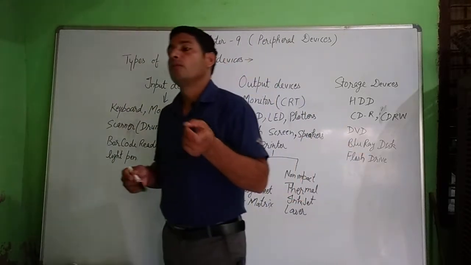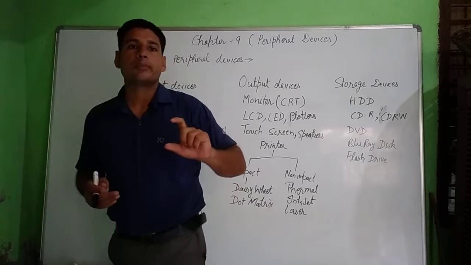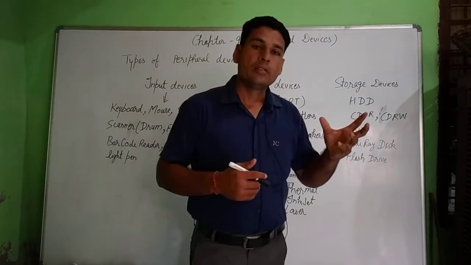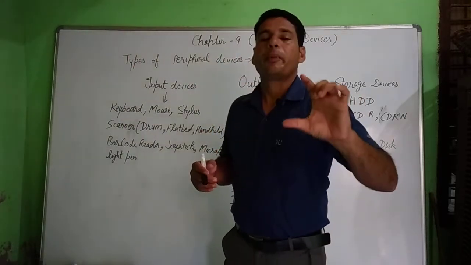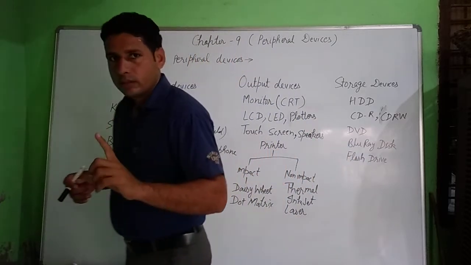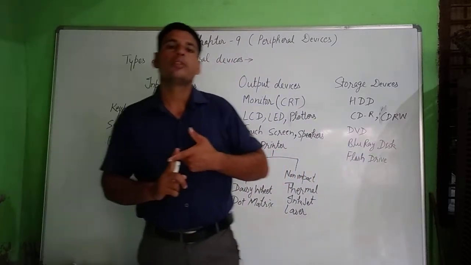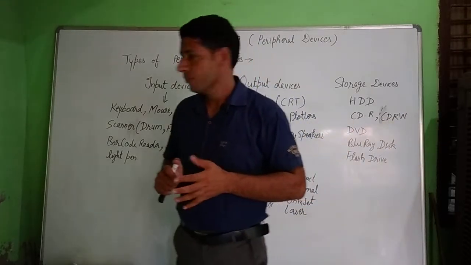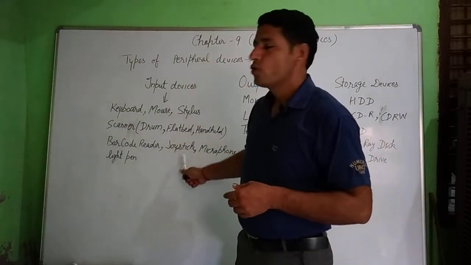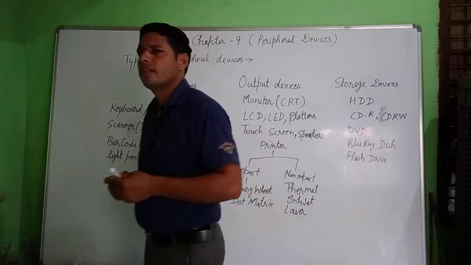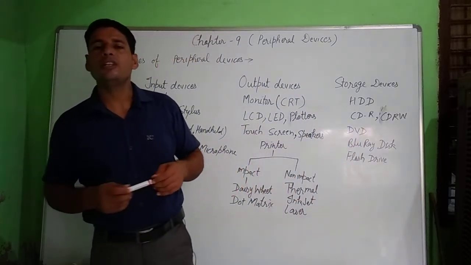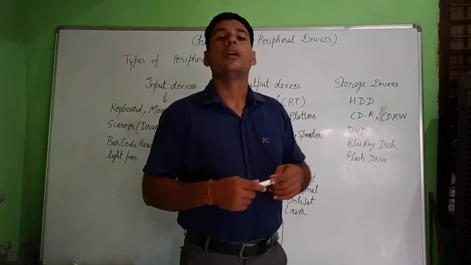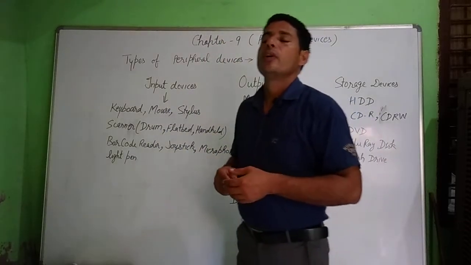So, what they do is, when they scan the product from the packet of the product, the details of the product will be stored automatically in the computer. Clear? Next is joystick. Joystick is an input device which is basically used to play games on your computer.